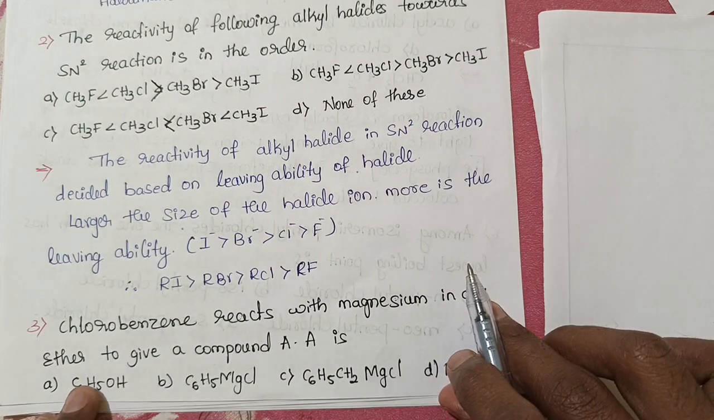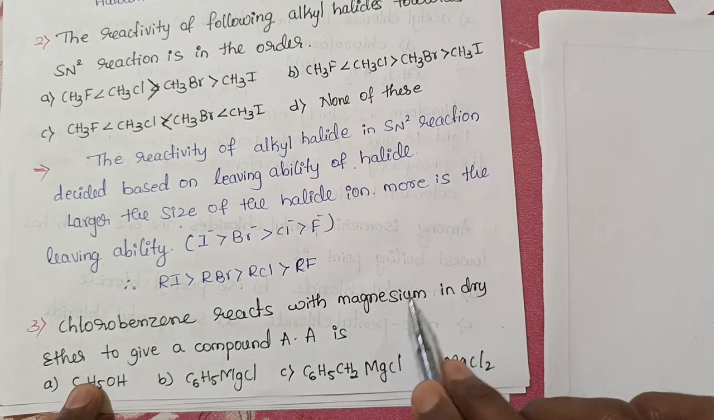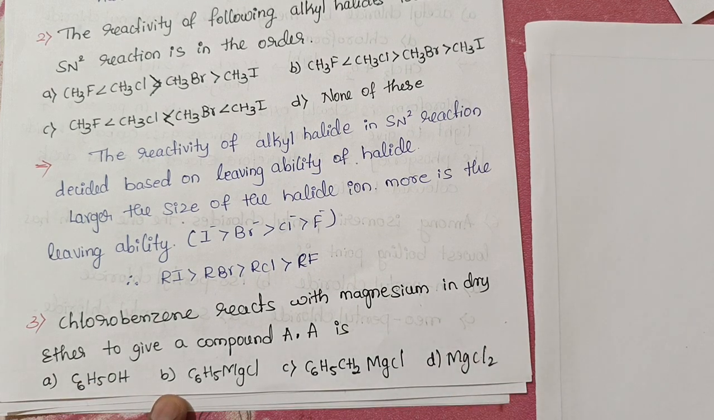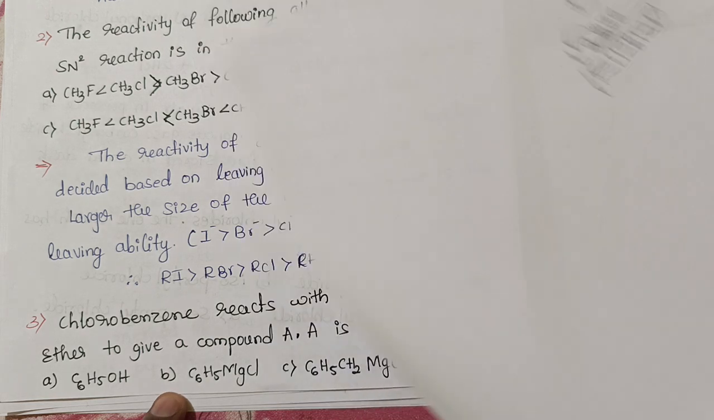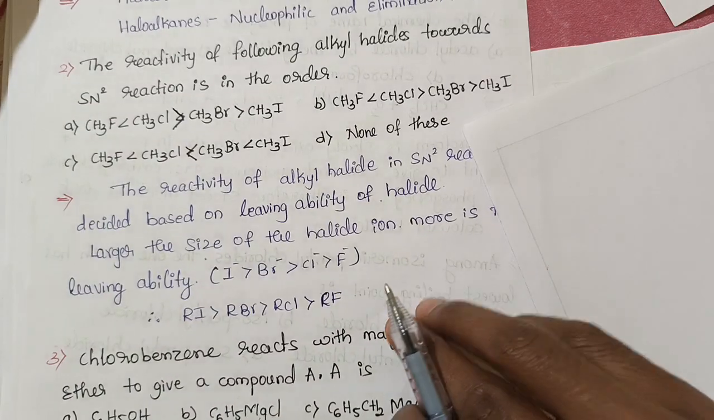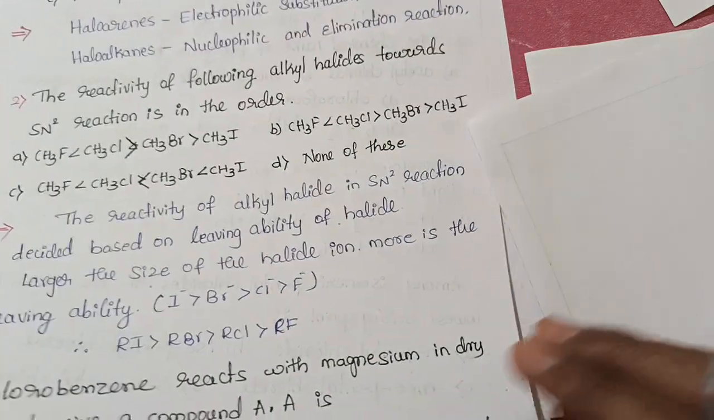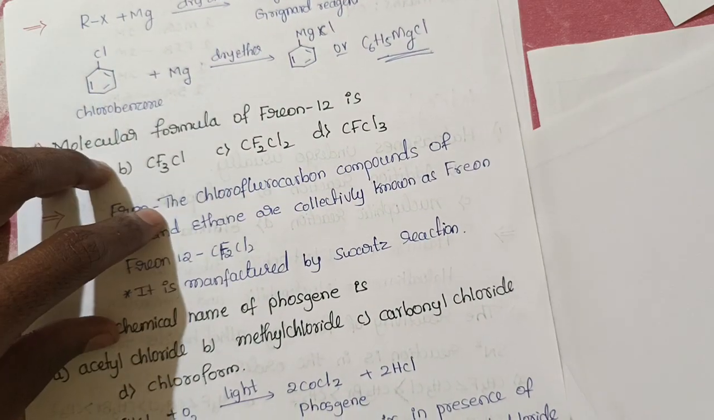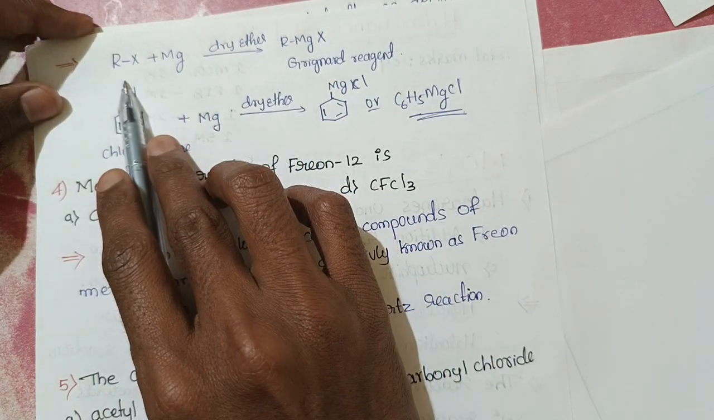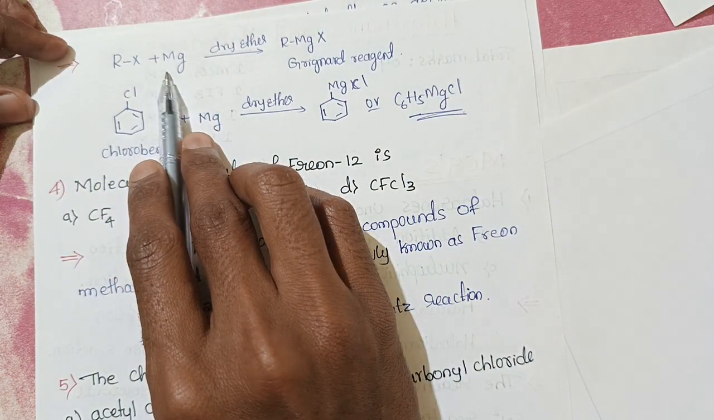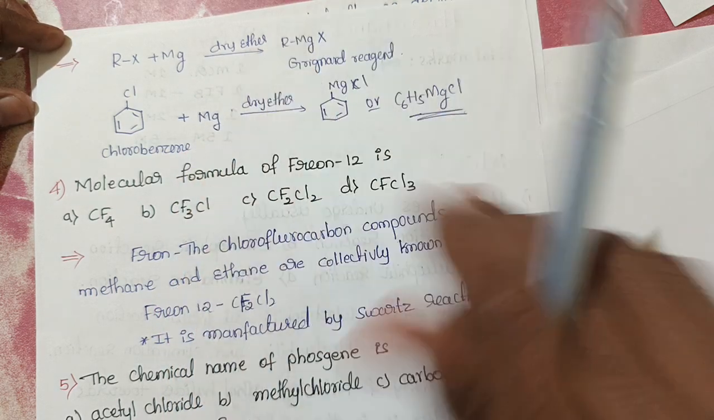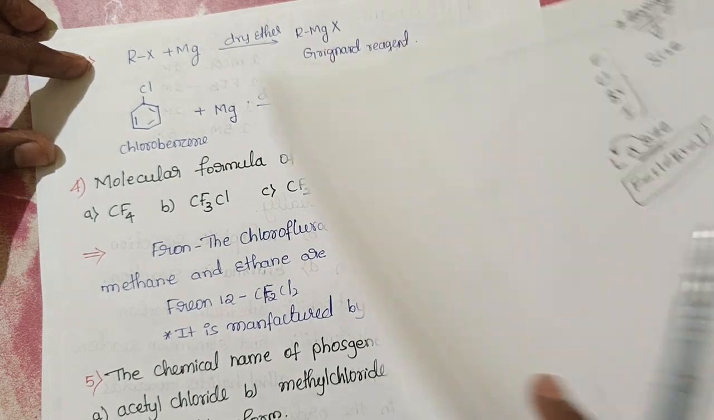The next question: chlorobenzene reacts with magnesium in dry ether to give a compound A. What is this A? It's very simple. First we have to understand the general reaction of an alkyl halide whenever it is reacted with magnesium in the presence of dry ether. What does it form? It forms the Grignard reagent. What is the question here?